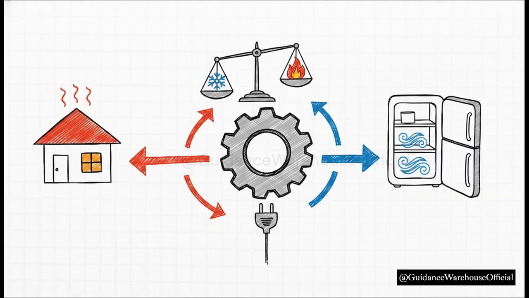Let's quickly summarize what we learned. Heat pumps, ACs, and refrigerators are all backward heat engines. They force heat from cold to hot using electrical work. We measure their success using the coefficient of performance, the COP, which is always what you want divided by what you pay for. For heating, it's QH over W. For cooling, it's QC over W.